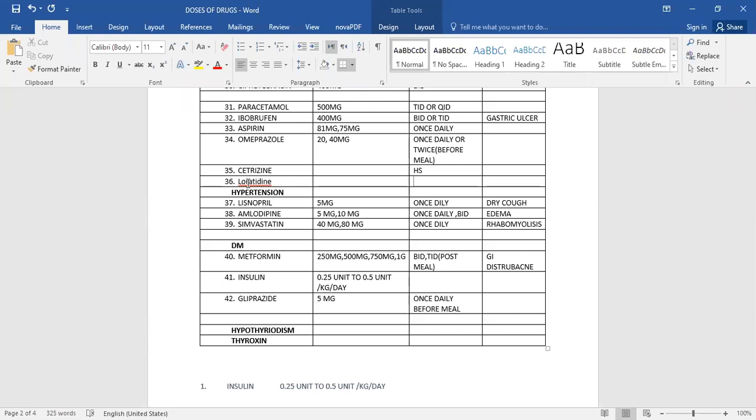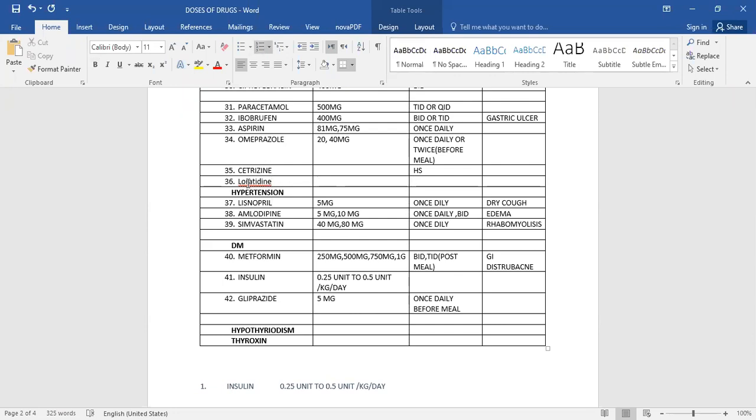Usually they claim that this is a non-sedating anti-allergic, but it is not true for every patient. If the patient is very sensitive and did not take anti-allergic medications frequently, even that patient can have some kind of sedation, although it is written non-sedating. It can be given once daily, BID or TID, both. And you can look up the strength also.